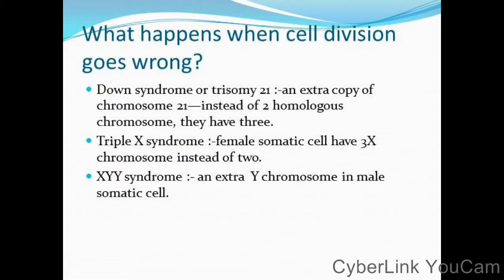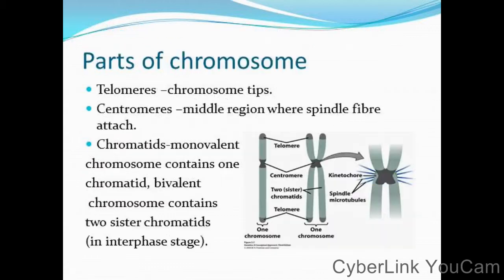Now, what are the parts of a chromosome? Mainly three parts: telomere, that is the chromosome tips, this one; centromere, the middle region where the spindle fiber attaches; and chromatid, this one or this one.